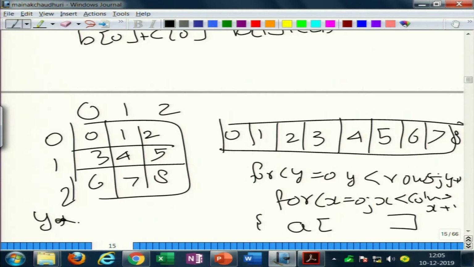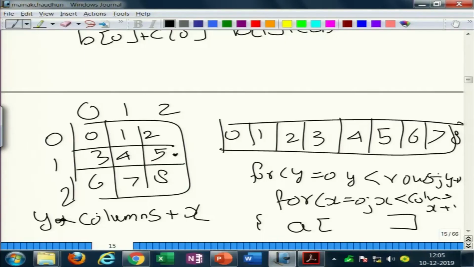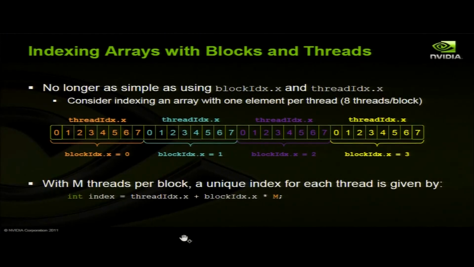Y into number of columns plus x, correct? Let's test it out. What is the y here for phi? What is y? 1. How many columns are there? 3, right? 1, 2, 3. And then what is the x value? 0, 1, 2. So what is the value? That's how you do it, right? Correct? So now relate it to this one. It's almost the same. Try to relate it.